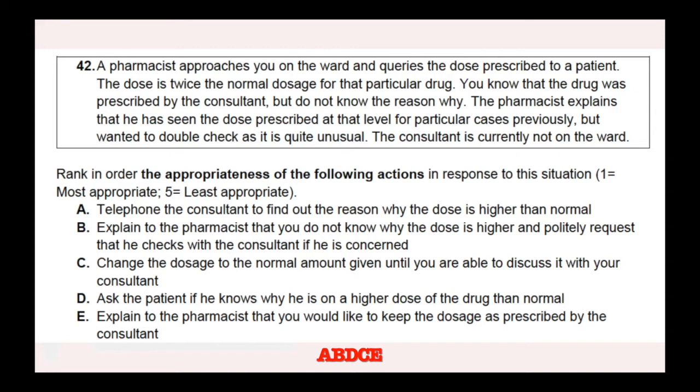And the third best answer would be to ask the patient if he knows why he's on a higher dose of the drug than normal. So in a way, you can get the information. However, it is unreliable and it is always best to talk to the prescriber themselves. When we look at C and E, C does not address the issue.